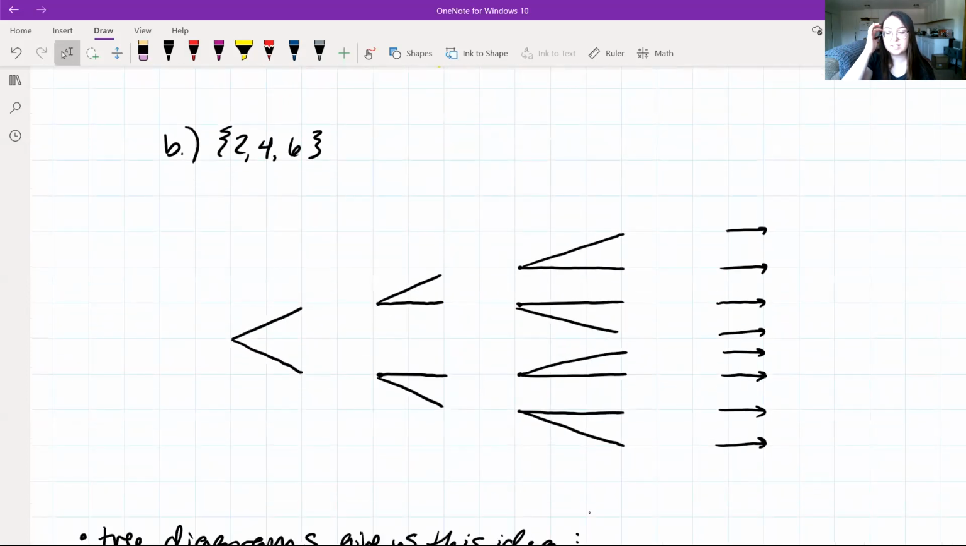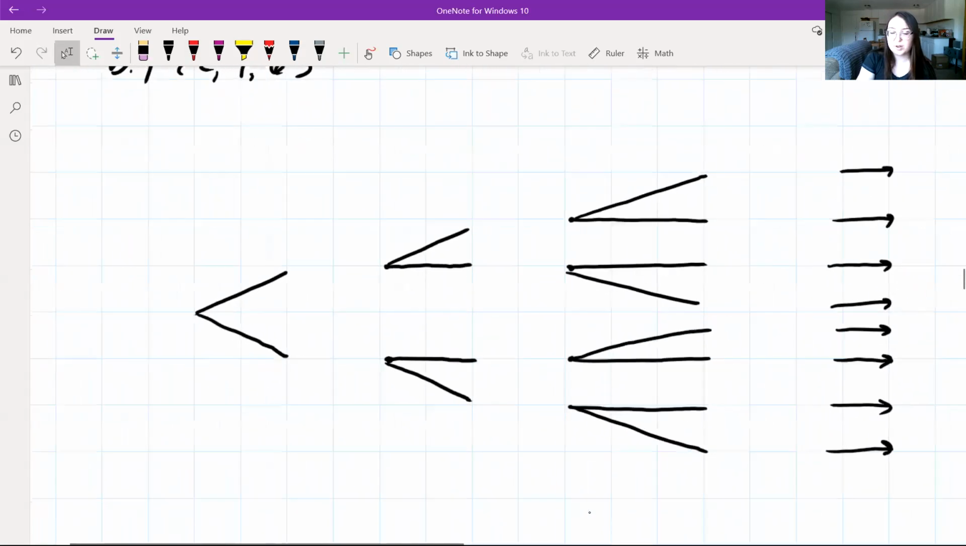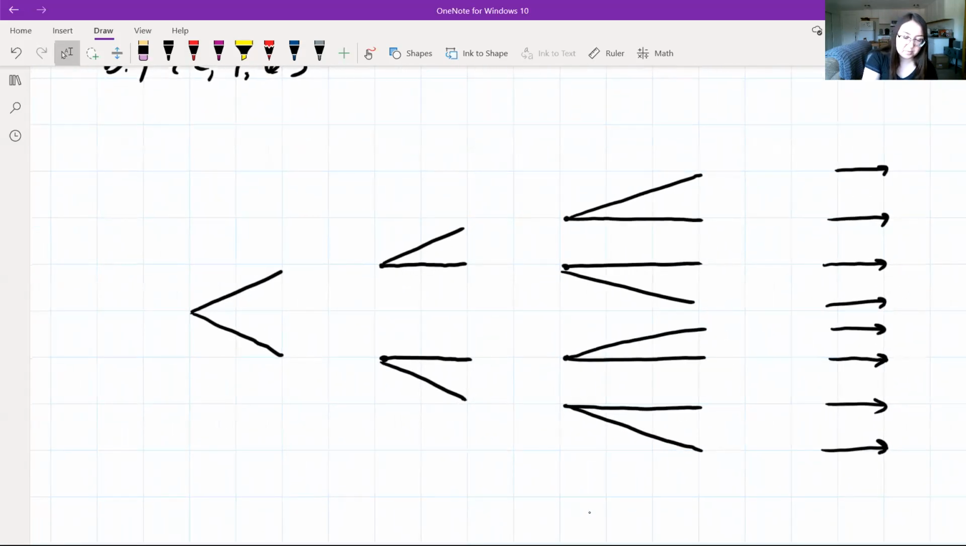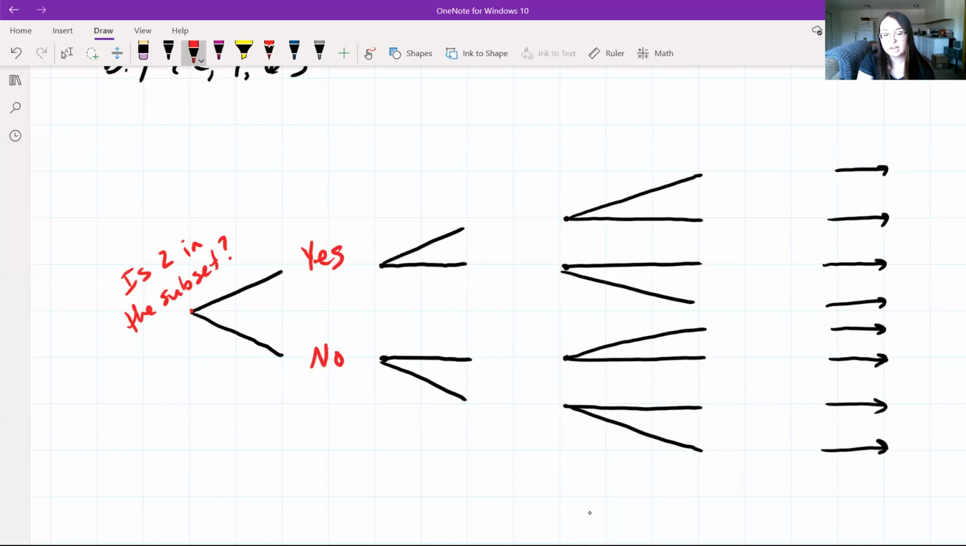Now moving on to 2, 4, and 6, we see our tree is going to get larger because we've added another element. Starting with our first point here, we want to know, is 2 in the subset? Starting here. And then of course we're going to have yes, we're also going to have no. Moving on to our second point here, or this corresponds to this point, so now we're thinking about this point. This is going to be, is 4 in the subset?